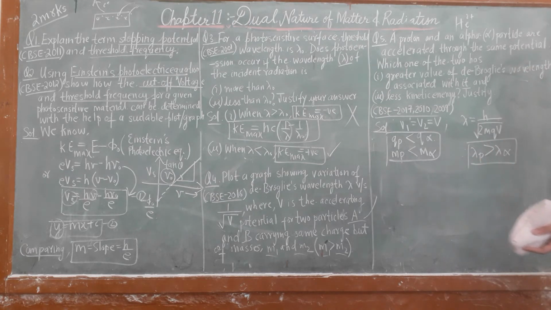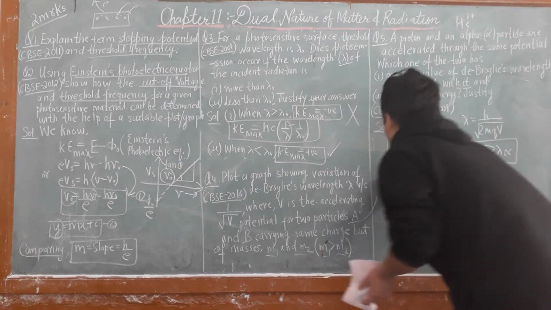Why? Because lambda is inversely proportional to mass and charge. So whichsoever particle has a lesser mass and charge will have more wavelength. So the proton has the lesser mass and charge.